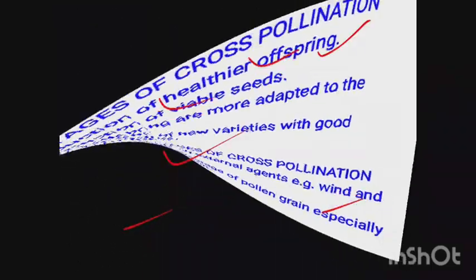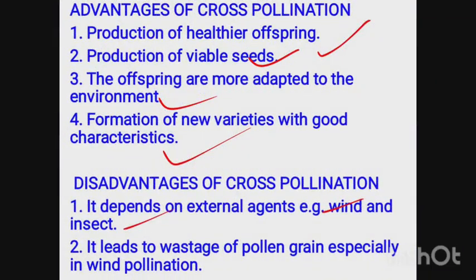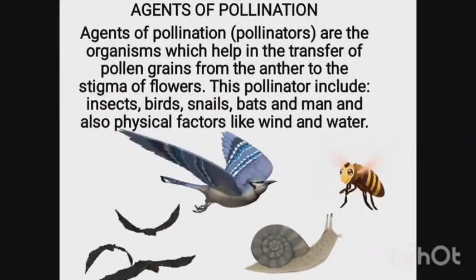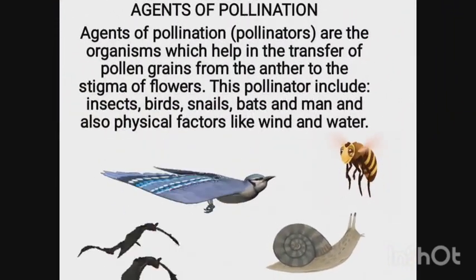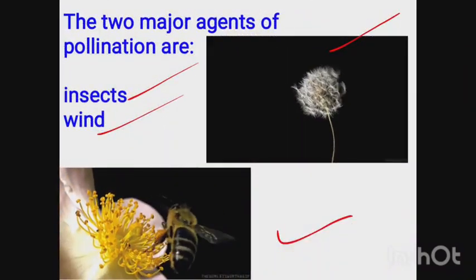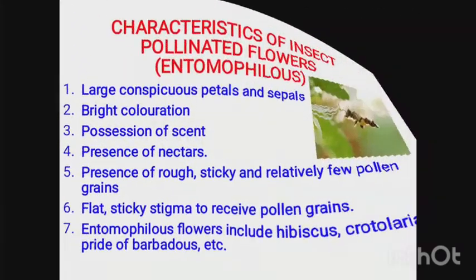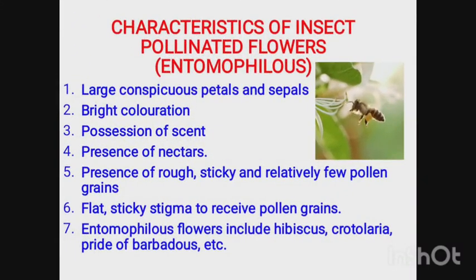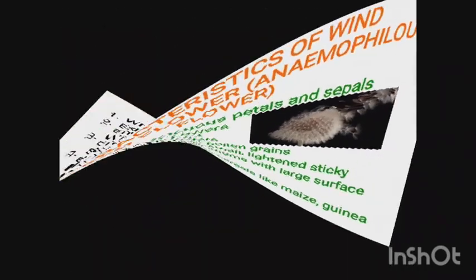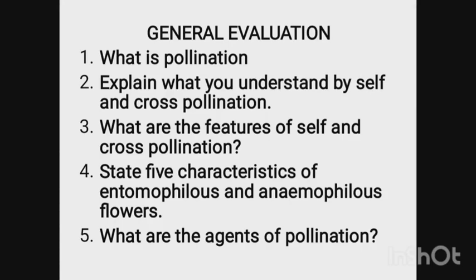So we talked about cross-pollination. We saw the advantages and the disadvantages. And right here, we also see the features of cross-pollinated flowers. And also we looked at the agents of pollination, which include the birds, the bats, the man, and others. I also saw that the two major pollinations are insects and wind, and we saw the difference between the insect pollinated flower, which is called the entomophilous flower, and the wind pollinated flower, which is called the anemophilous flower. So we've come to the end of this lesson, and this is an exercise for you.